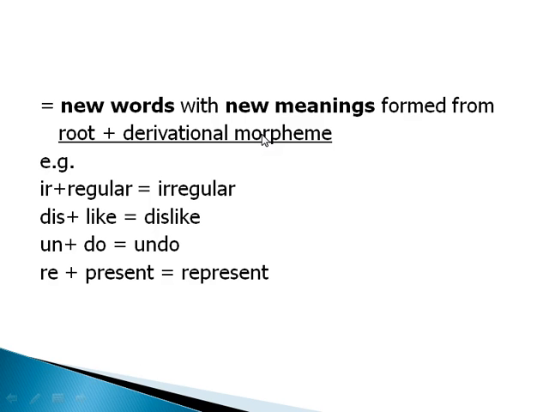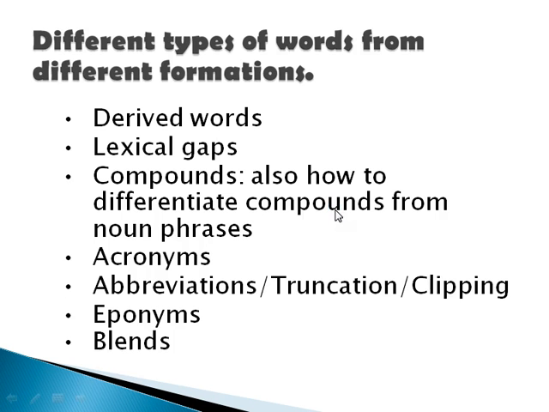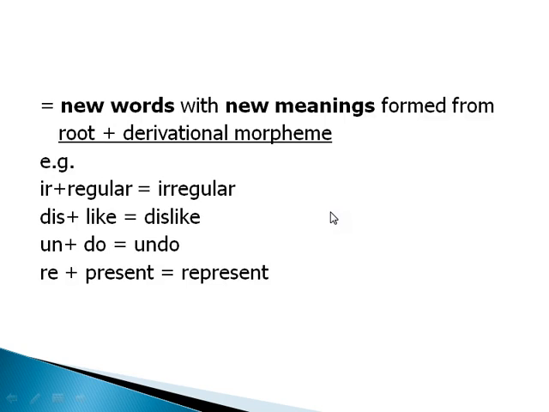Now, when I have new words with new meanings formed, I have derived words. We create new words with new meanings from the root plus the derivational morpheme. Irregular, dislike, undo, and represent are just a few examples. I'd like to check your own examples.